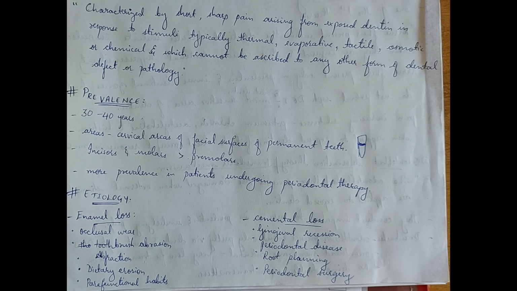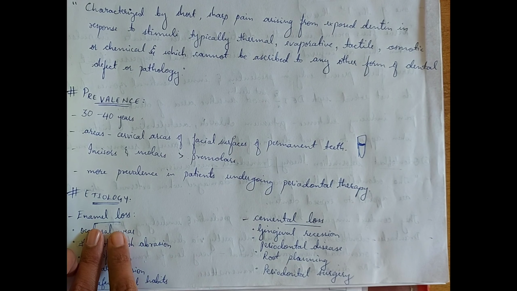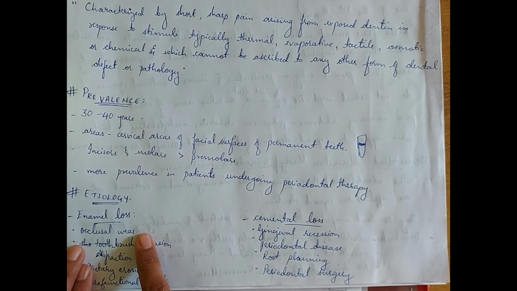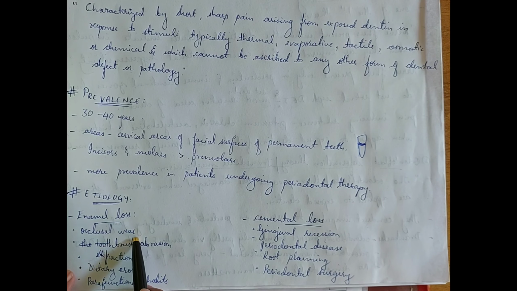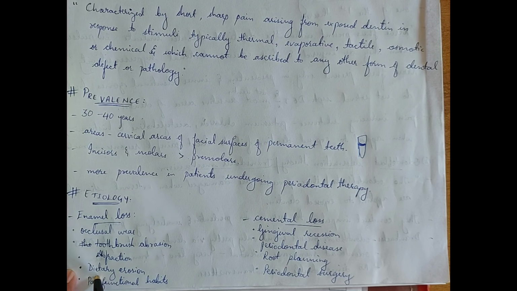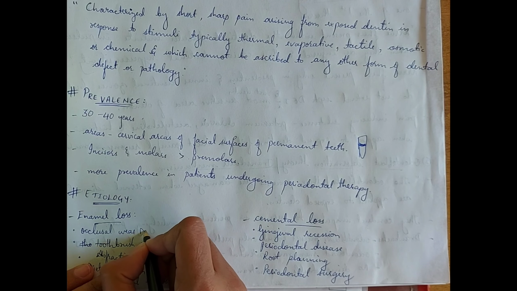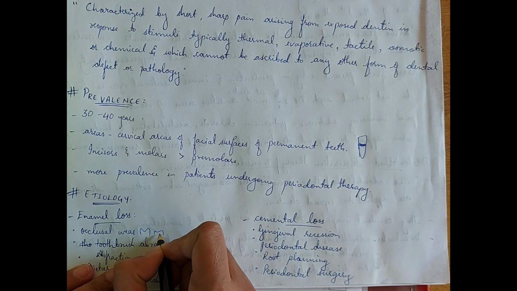And the etiology is of two types. One is enamel loss and another one is cemental loss. So in enamel loss there is occlusal wear, toothbrush abrasion, erosion, dietary erosion, and parafunctional habits. Occlusal wear is due to the opposing forces, that is called attrition. So the cusp usually will be worn off. If this is the normal cusp like this, it will be worn off like this, small.